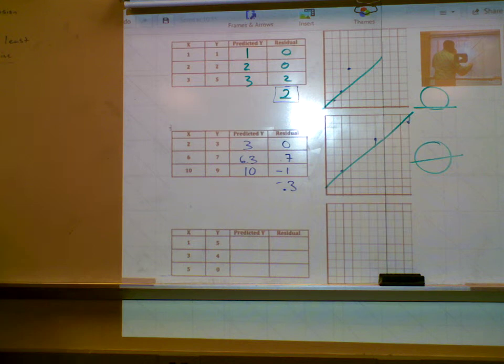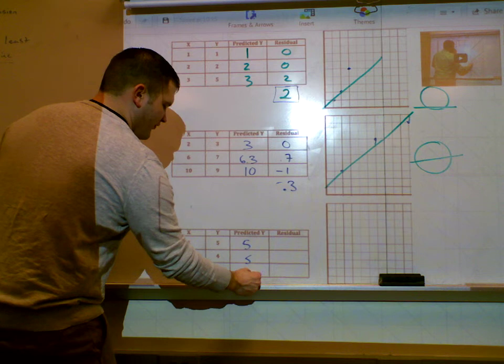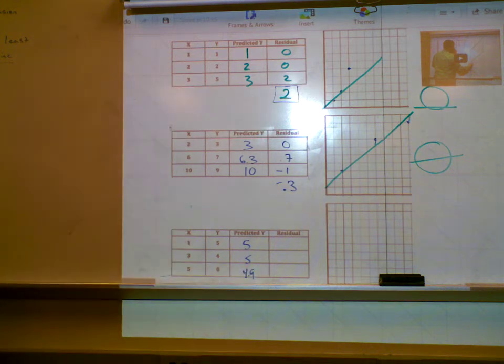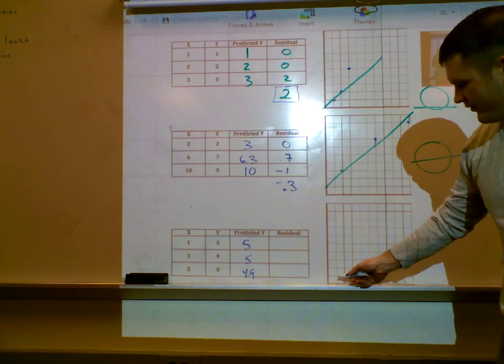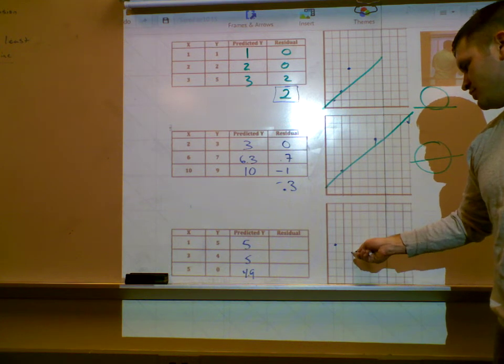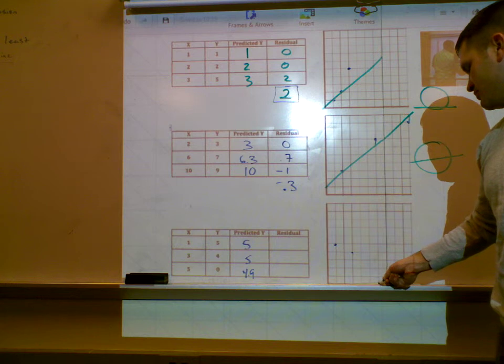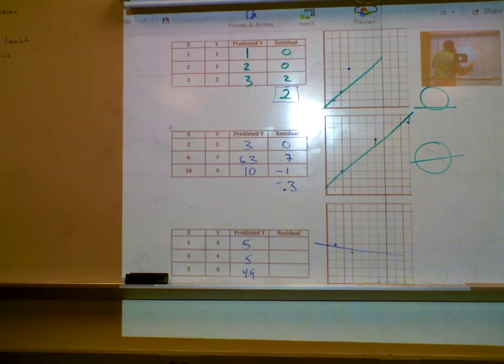So go back to this. Predicted y values. Okay. So what are my predicted y values here? Anybody have some? What'd you get, Jamara? 5, 5, 5, and 4.9. You drew like a horizontal line, didn't you? Yeah. Okay. That's fine. So 1, 5. 3, 4. 5, 0. So your line looks like that, Jamara?